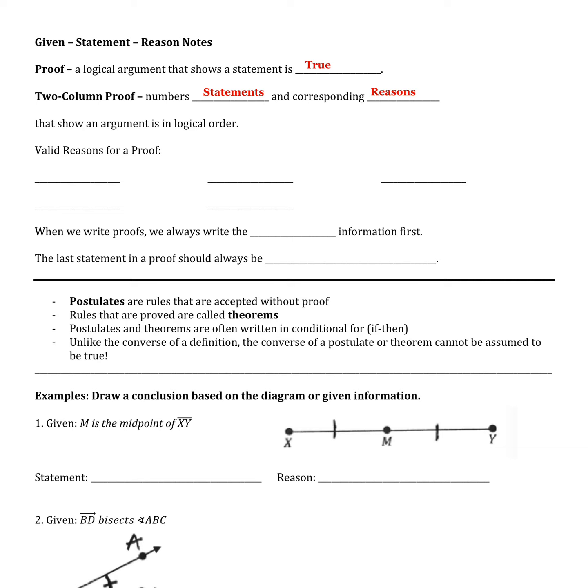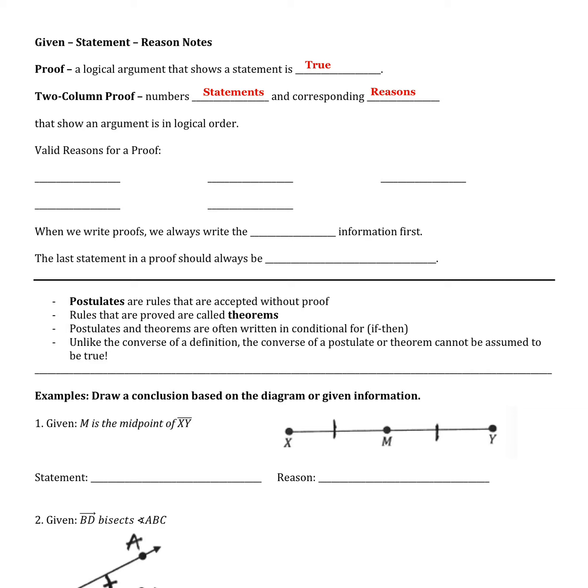So much like the lawyers that are surrounding me in jury duty, they cannot walk into a courtroom and be like, Your Honor, my client is innocent because he's innocent. They have got to be able to prove what they're saying is true to get their client innocent. So we have a two-column proof. It's numbered statements and their corresponding reasons that show an argument is in a logical order.